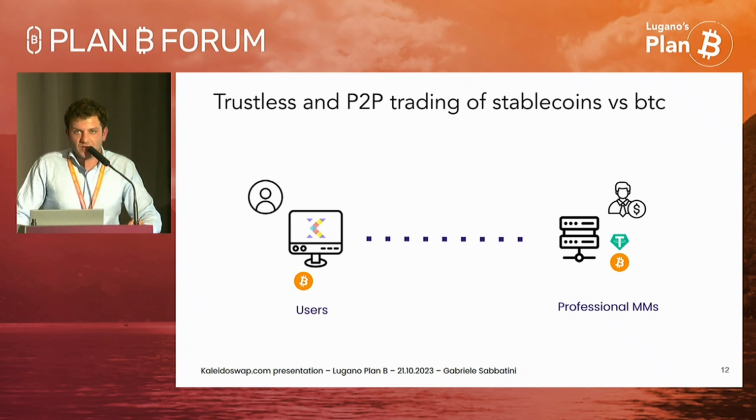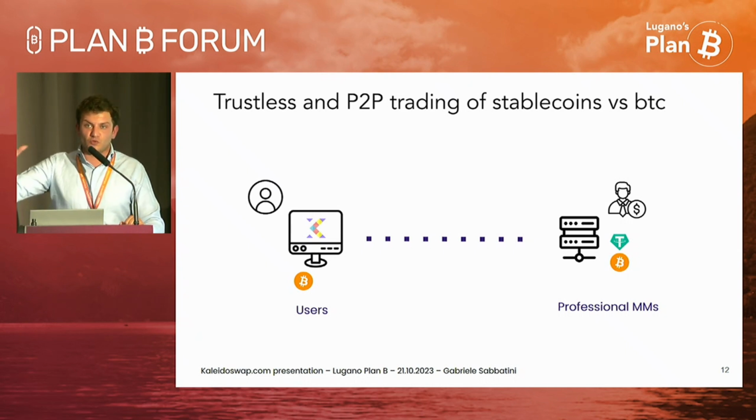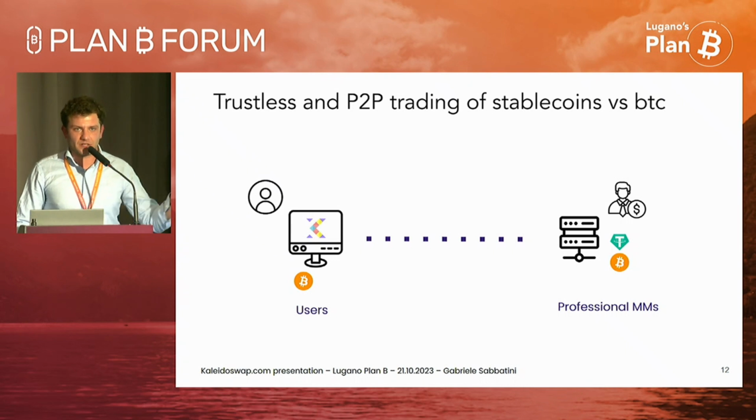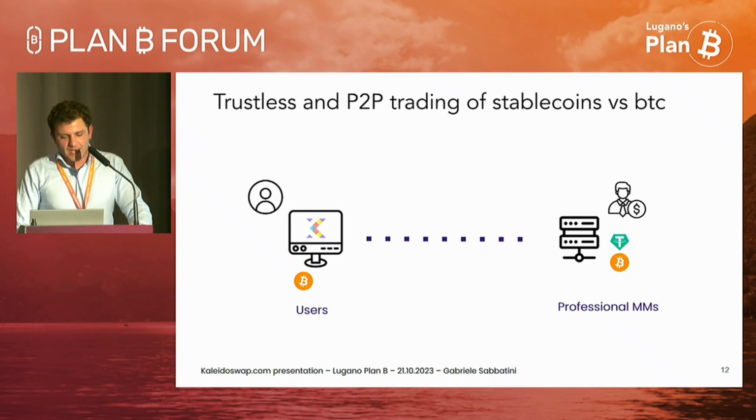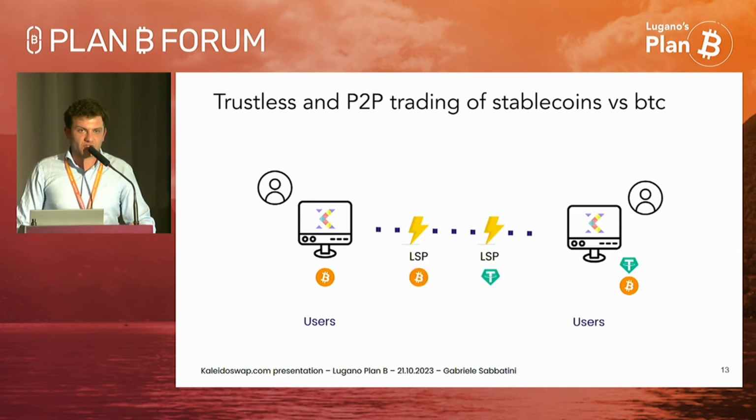Kaleidoswap solution. You're going to ask for a price. You're going to fund your wallet, ask for a price from the market maker. The market maker is going to answer. You are going to open a channel with the market maker in Bitcoin because you want to sell Bitcoin. The market maker is going to open a channel with you on RGB Tether, for example, and then the swap is going to happen, right?